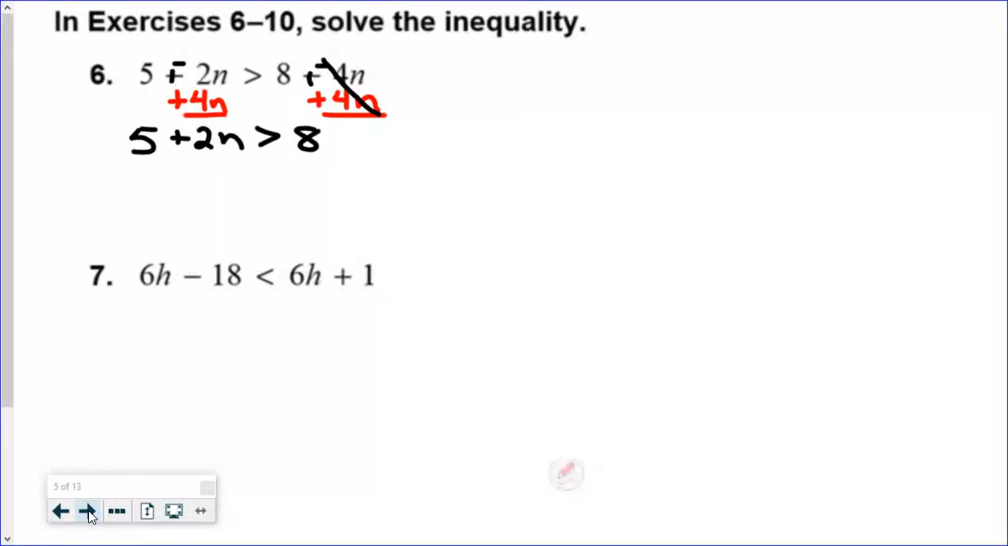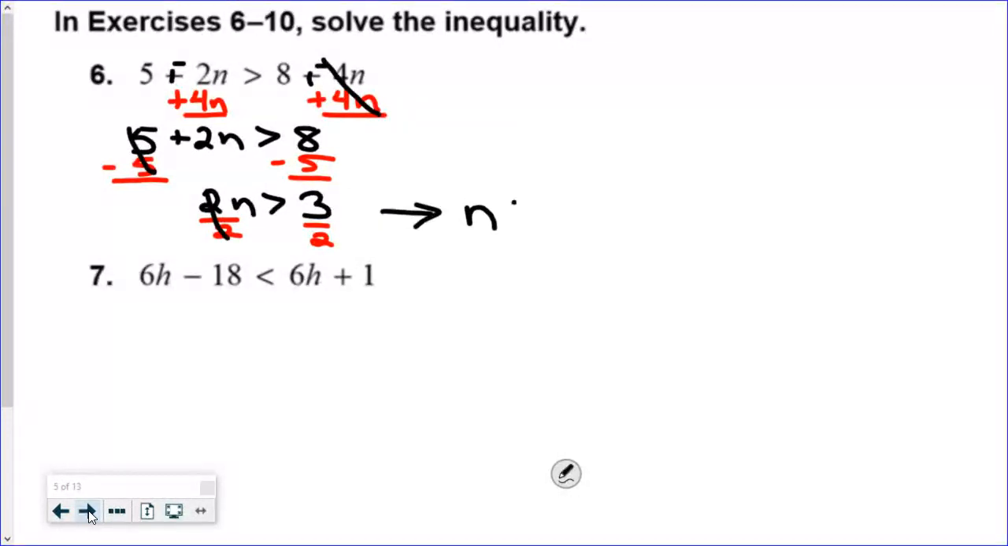Okay, now minus 5. I have not even thought about flipping a sign because I'm not dividing or multiplying yet. So I have 2n is greater than 3. Okay, now I'm dividing. Okay, so far so good. Dividing by a positive means I do not flip the sign. I leave it that same way, and 3 over 2 is just 1.5.